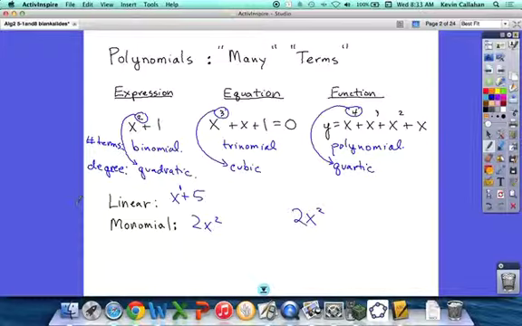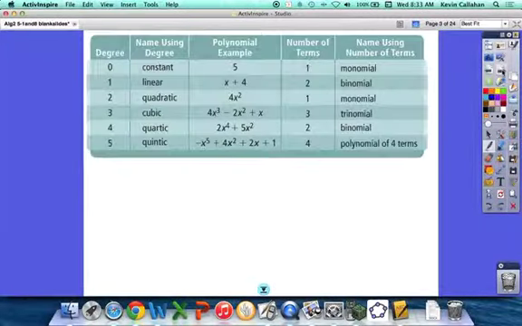So if somebody says a quartic polynomial, you know that it has an x to the fourth as the highest power, and it's got at least 4 terms. So there's a table in the book that kind of puts all this together. And if you can't see it too well, then look in your book, right? Section 5.5-1.